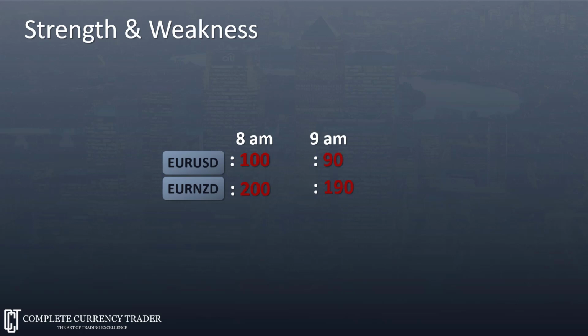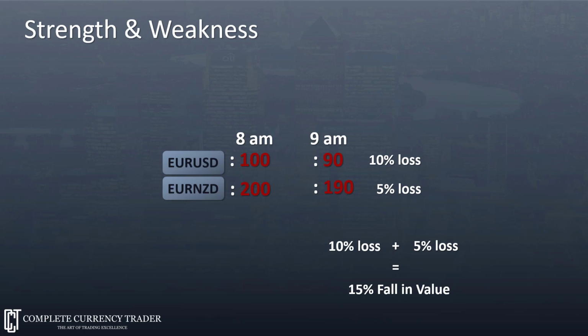Now, although they've both seen a fall of 10 pips, as a percentage, 10 pips is a bigger proportion on the euro US dollar than on the euro New Zealand dollar. 10 pips out of 100 is 10%, whereas 10 pips out of 200 is only 5%. And this is why the calculations for strengths are made as percentages rather than merely pips. And if we added those two values together, we'd see that the euro as a single currency has fallen in value by 15% if we look at what it's just done on those two pairs.